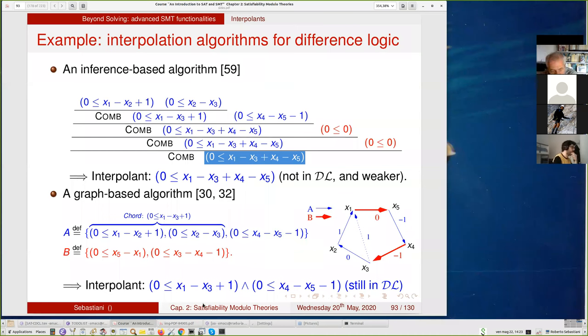So at the end of the day, we have an interpolant, which is the conjunction of x1 minus x3 smaller or equal than 1 and x4 minus x5 smaller or equal than minus 1. Notice that if we conjoin these two elements here, we have exactly this interpolant here. If we sum from this interpolant, we can derive this interpolant here, right? We just make a sum of this. Okay. But this is an interpolant which is still in difference logic. Okay.